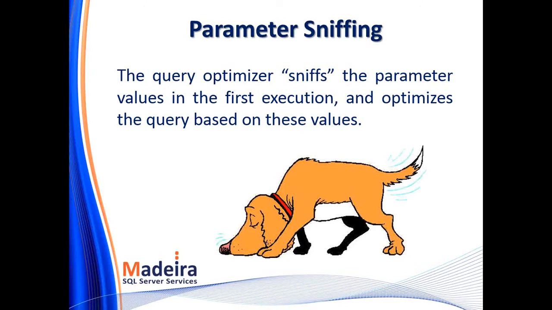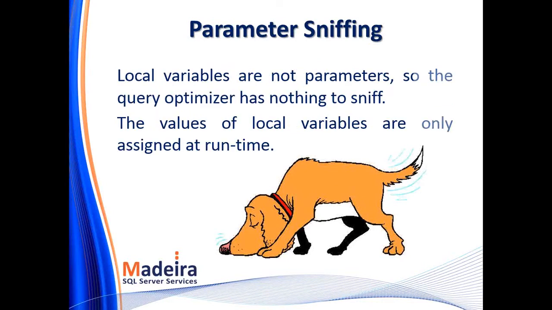Of course, like I said before, local variables are not parameters, and there is no parameter sniffing or local variable sniffing. There's no such thing. At compile time, at the time of query plan generation, SQL Server has no idea about the values of the local variables. So again, beware of that. And there's a question here: is parameter sniffing good or bad?